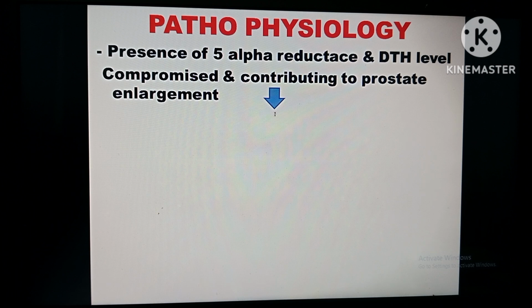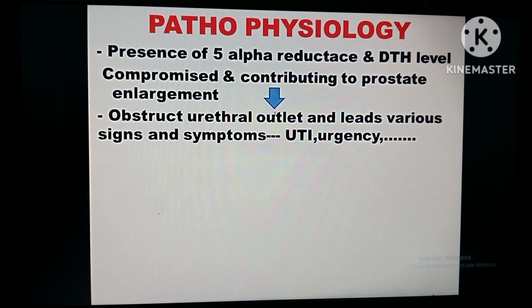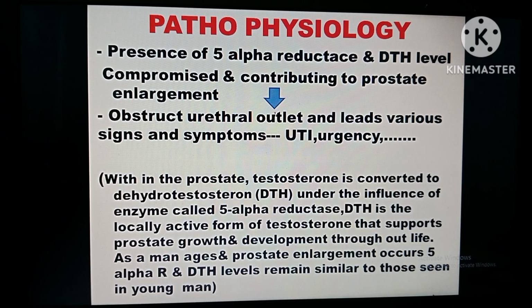When he is old also, it will produce the same amount. The production itself will lead to BPH, obstruction of the urethra. Due to these two enzymes overflowing, what happened? The prostate enlargement. Enlargement leads to obstruction of the urethral outlet and leads to various symptoms. So, you can write all those symptoms.